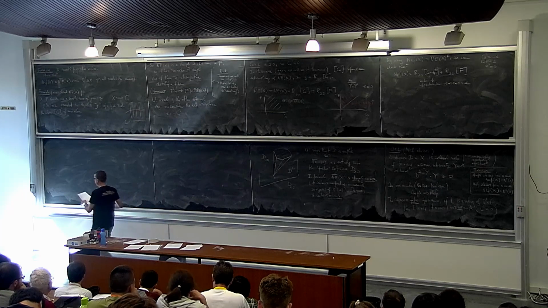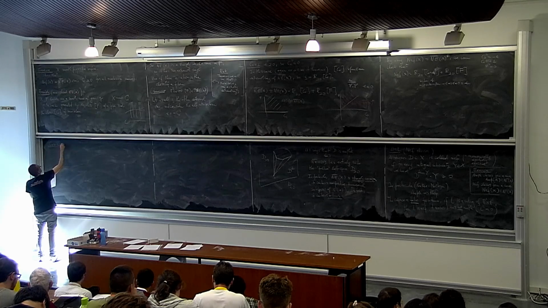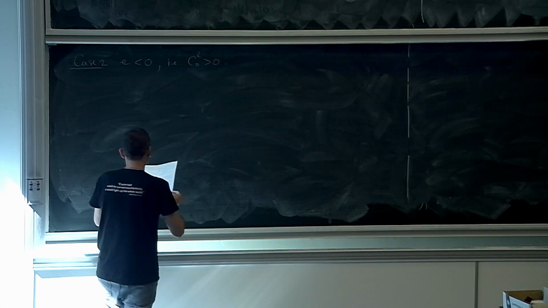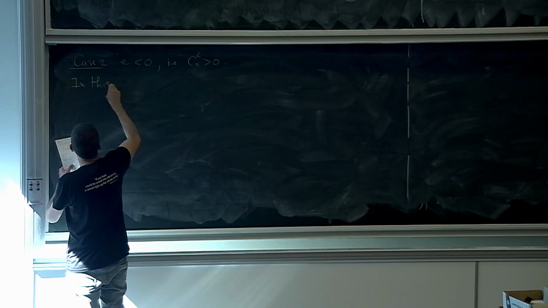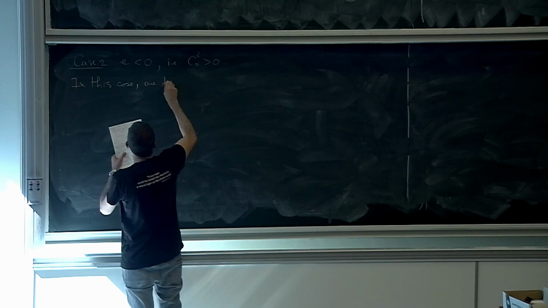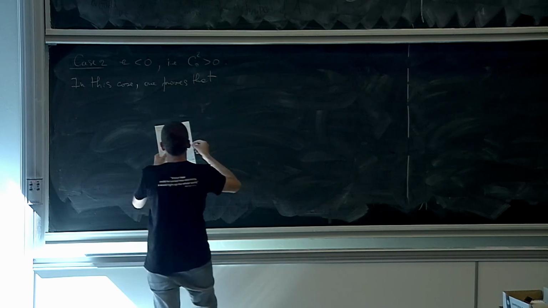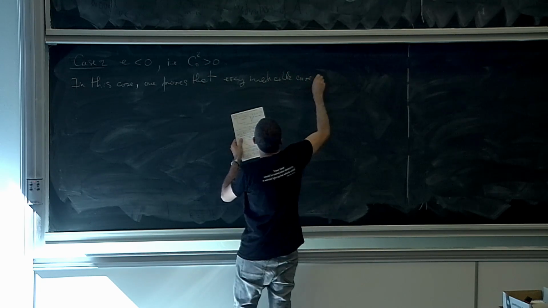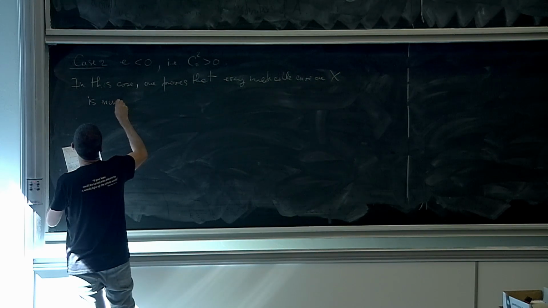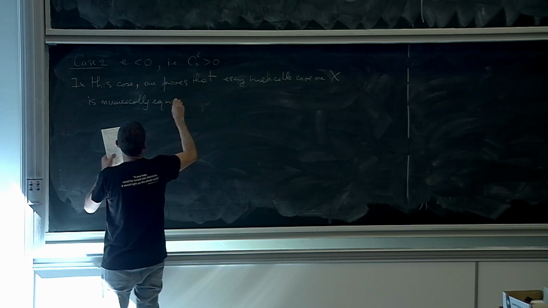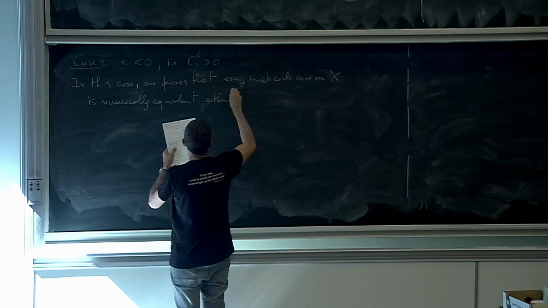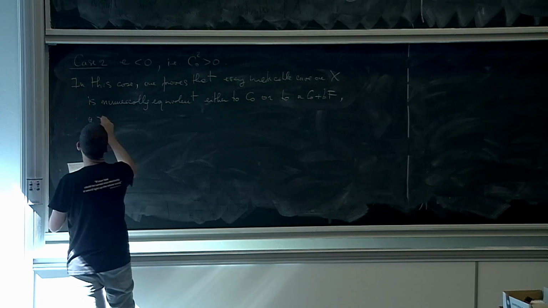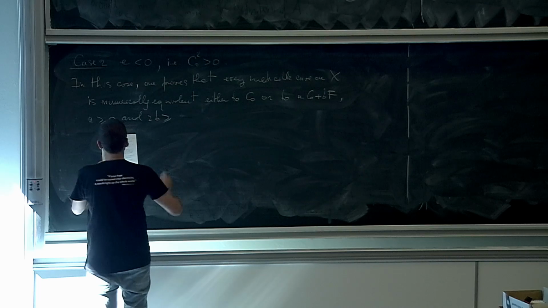So, case 2, E is less than 0, C0 squared is greater than 0. So, in this case, one proves that every irreducible curve on X is numerically equivalent either to C0 or to AC0 plus BF with A at least 0 and 2B greater than or equal to AE.